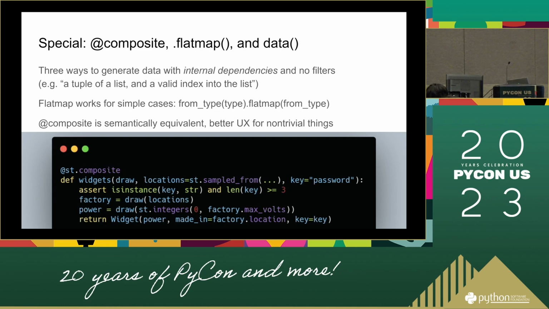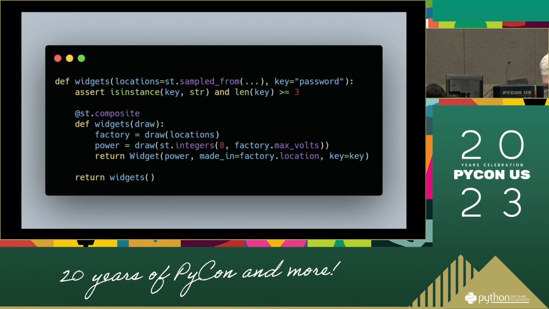So in this case, we want widgets, and so we're saying, well, we'll pick a random factory from the locations strategy that was passed. We'll pick a random power setting, I guess, between 0 and the maximum voltage or whatever it is, and then we'll return a widget constructed using that power thing, made in the factory and with a given key. Flatmap is similar, but it's a sort of function composition style for people who like functional languages.